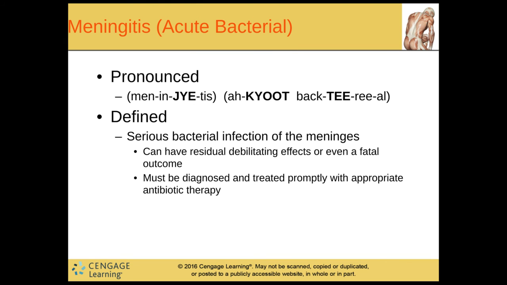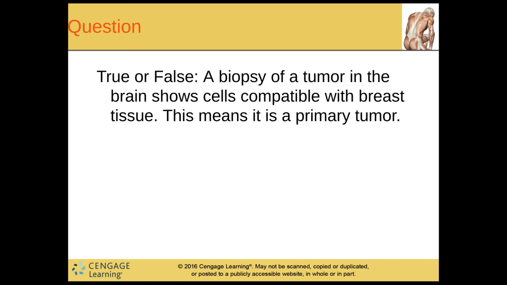Okay. And then we have meningitis. I know how to talk, I promise. So acute bacterial meningitis. So not like, oh, how cute, bacteria. It's acute, meaning it happens pretty rapidly, right? So this is a serious bacterial infection of the meninges, and it can have residual debilitating effects or even a fatal outcome. And it must be diagnosed and treated promptly with appropriate antibiotic therapy.